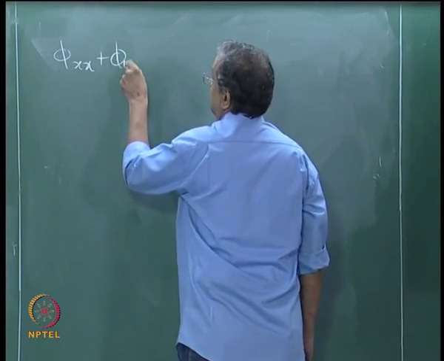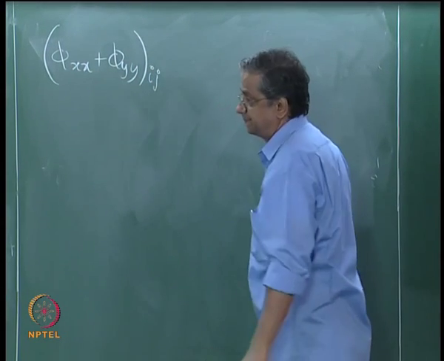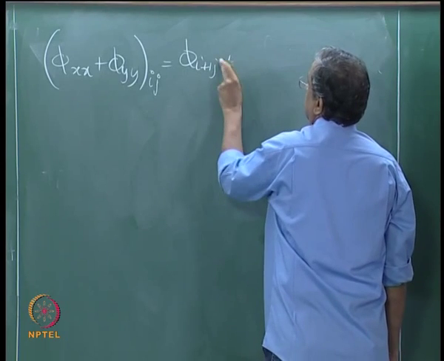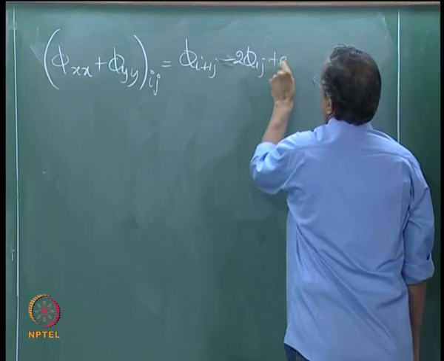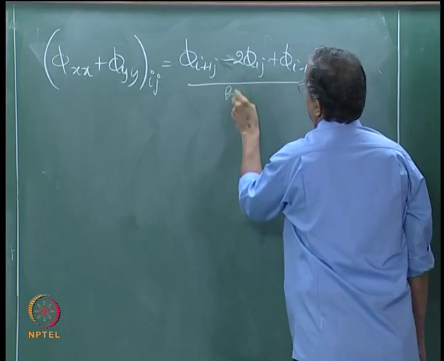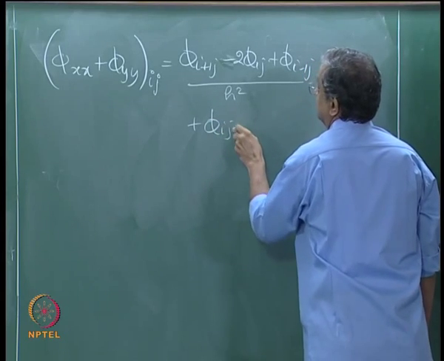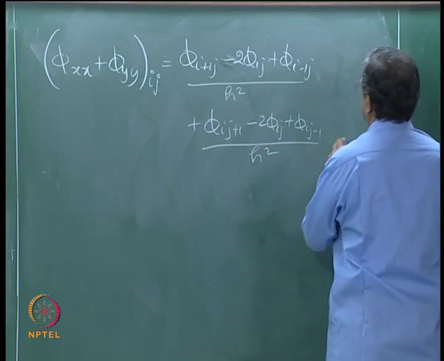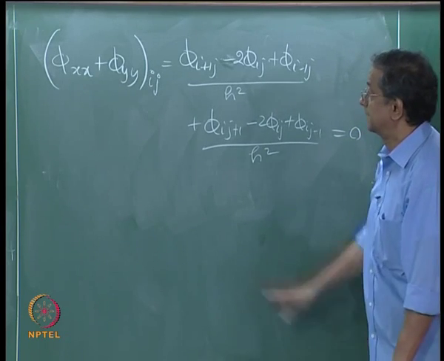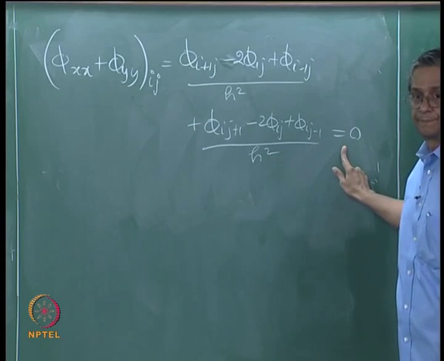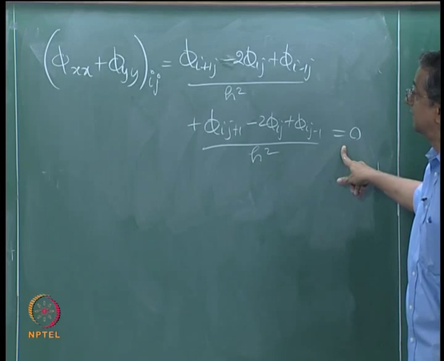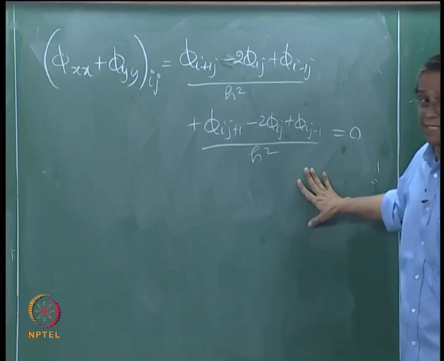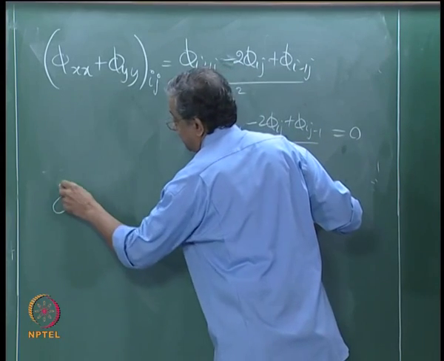phi xx plus phi yy at the point ij gives me phi i plus 1 j minus 2 phi ij plus phi i minus 1 j by h squared, plus phi i j plus 1, not a big deal, minus 2 phi ij plus phi i j minus 1 by h squared. And this is supposed to be 0 at that point. Okay. So now I'll say this represents Laplace's equation at the point ij. And it's actually possible for us to solve for phi at ij.